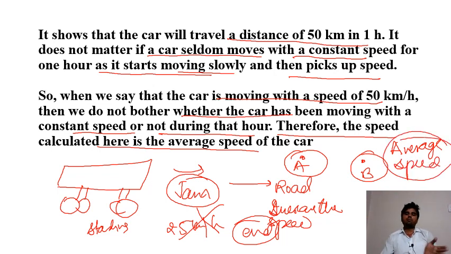Okay, so we do not bother about the fact that we traveled very slowly in the beginning and in the middle also. So basically, when we talk about speed, we talk about the average speed of a car, vehicle, motorcycle, anything.